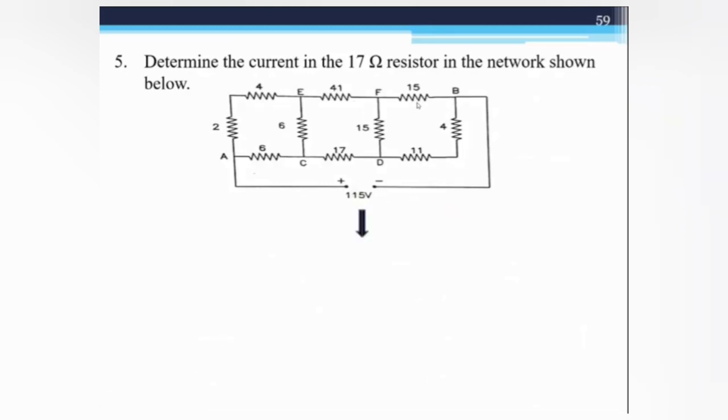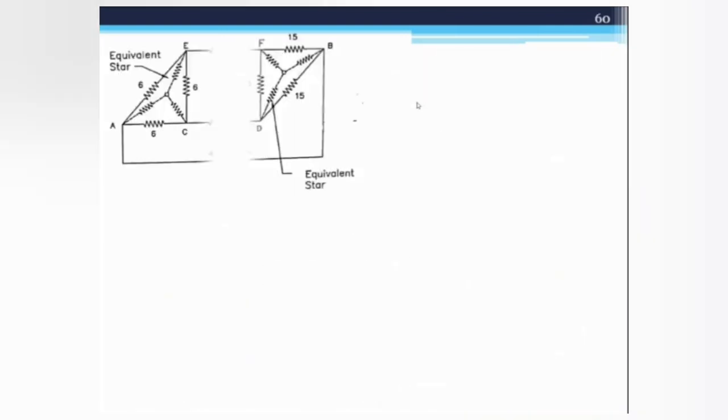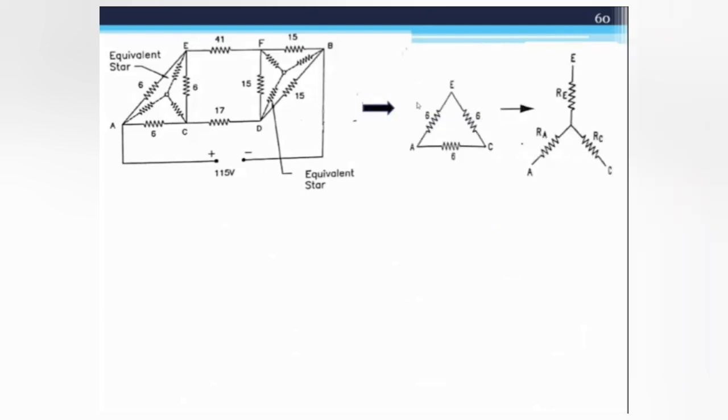So first of all, we convert, this is the series connection, that to delta. First we convert AEC into the star form. So it is RE, RA and RC. Again, applying the same delta to star conversion equation, we get the value of RE, RA and RC is 2 ohm because all the resistors have the same value. Therefore, RE equal to RA equal to RC equal to 2 ohm.